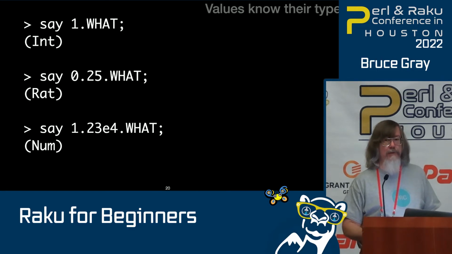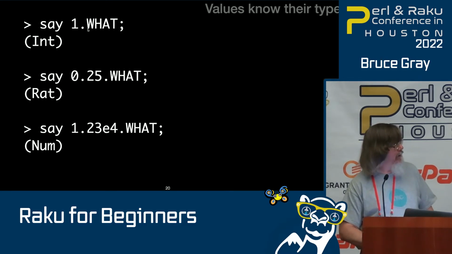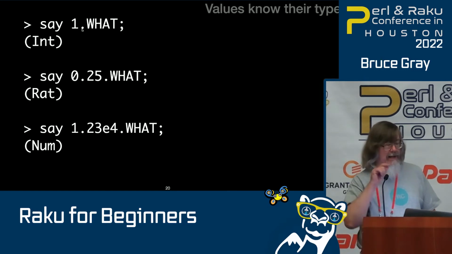And the values, even without being stored in a variable, the values themselves have types. They know their types because they're objects. You can discover using the all caps method WHAT. This is our method call right here. Where Perl has dash arrow, we have dot. And these are the official type names for these types: Int, Rat, and Num.